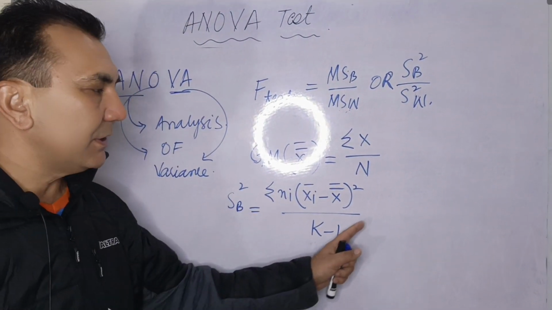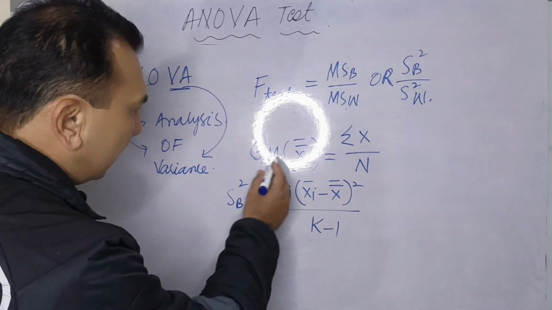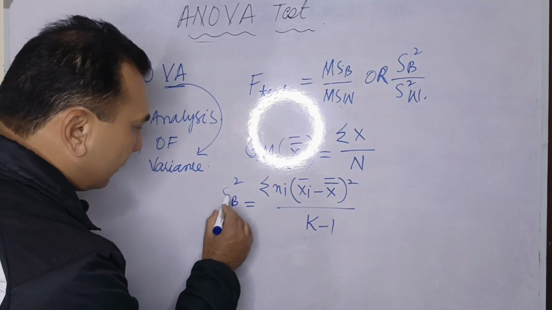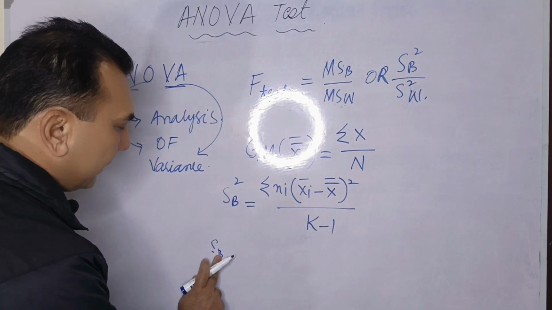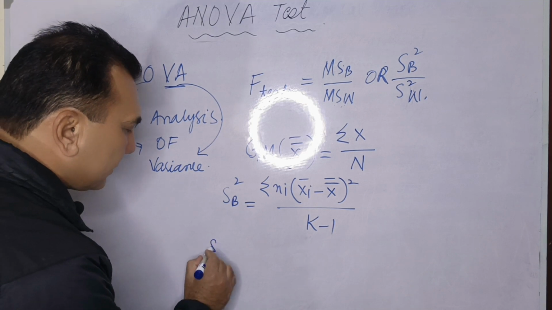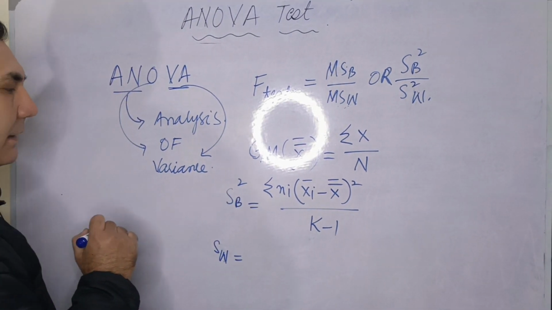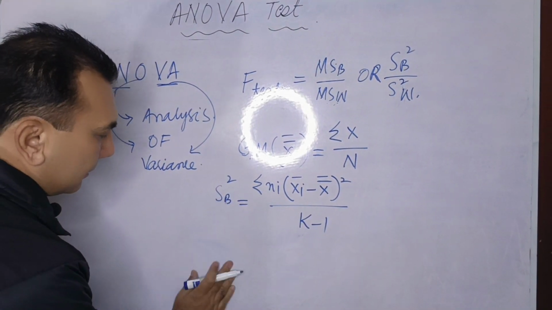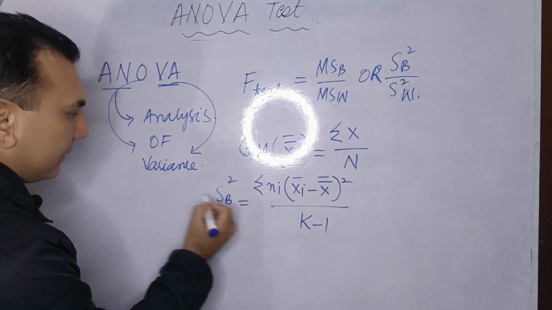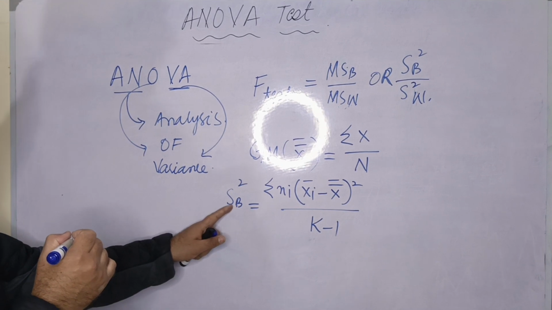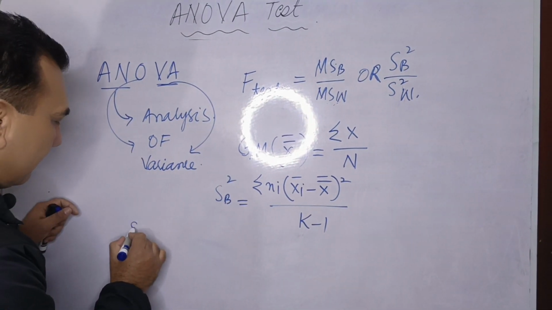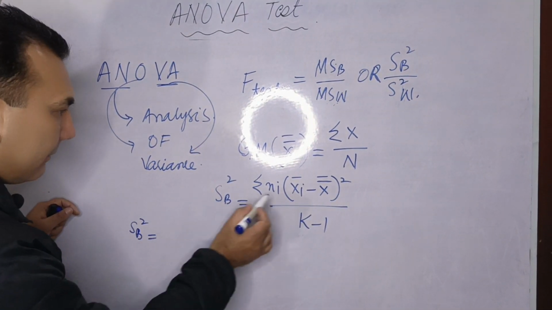So 3 minus 1 is equal to 2. Now we will go to the second one. We will measure the sum of squares within the group. First, let's clear how we will solve the between the group. So the sum of squares between, what does it mean?